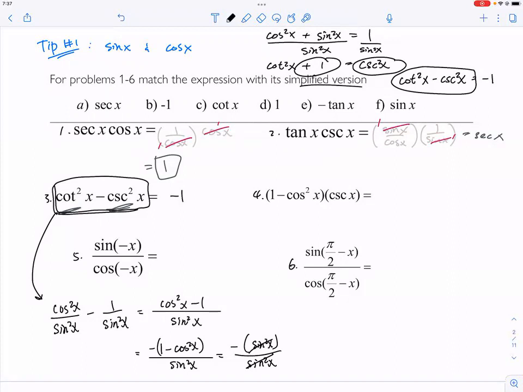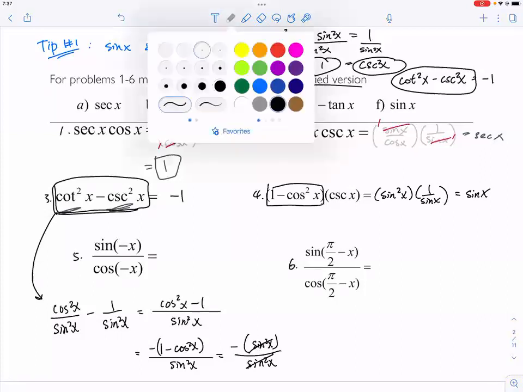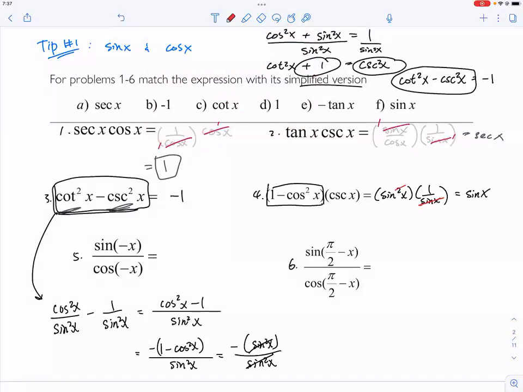And if you could relate this 1 minus cosine square x, I think we can apply it right away for question number 4, because that is exactly sine square x. And then we ask, what is sine square x times cosecant x? Well, cosecant x is just 1 over sine x, right? So you can see the cancellation right there. The sine x and the square cancel each other out, so it's just left with one single sine x at the end.